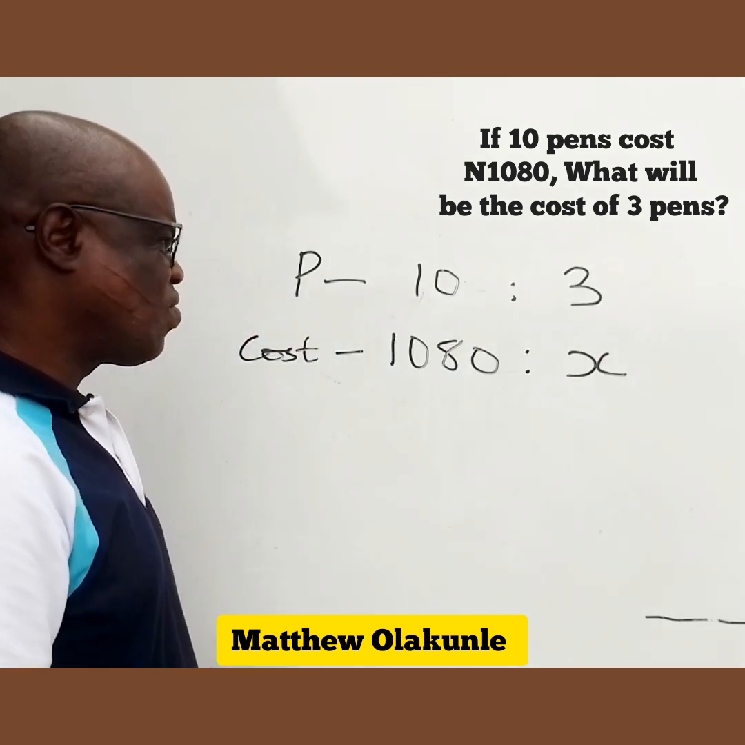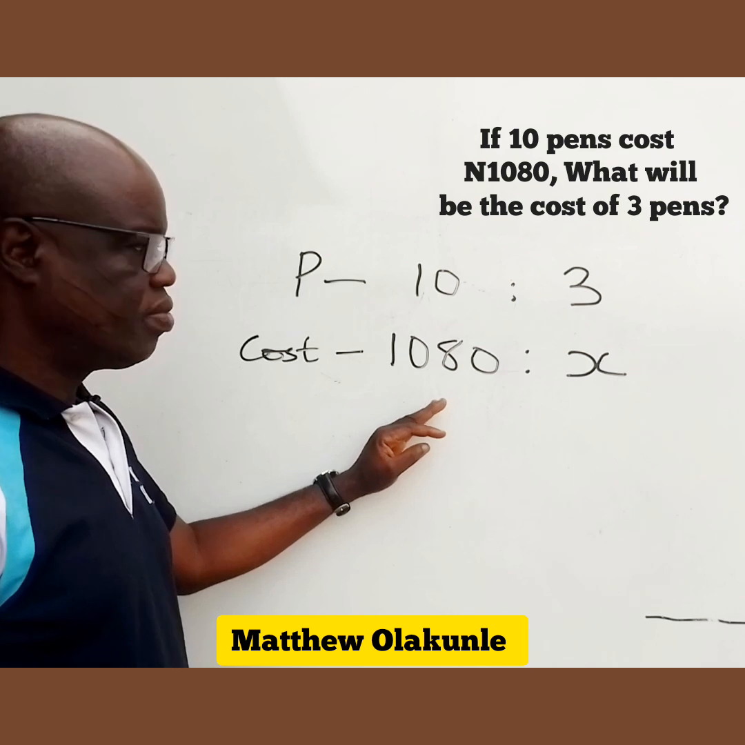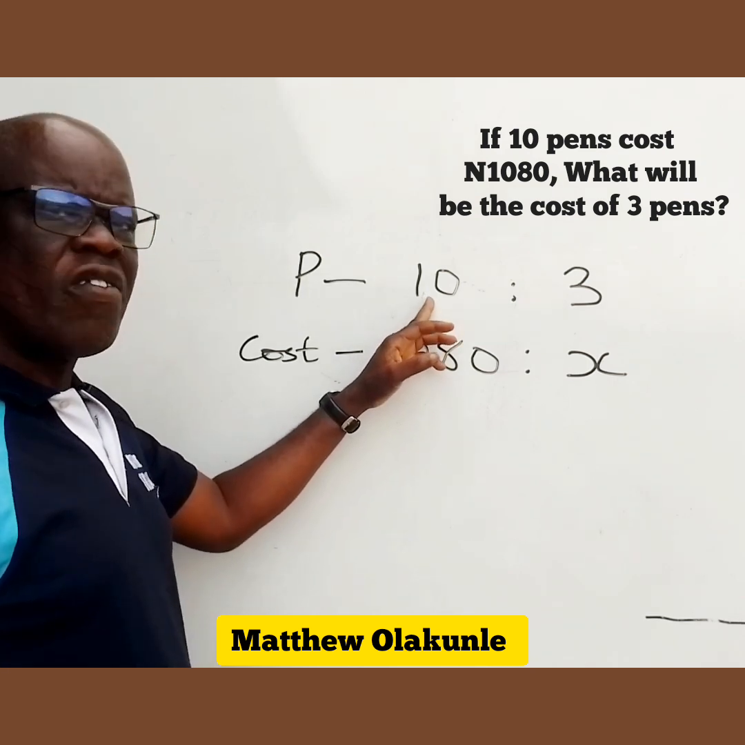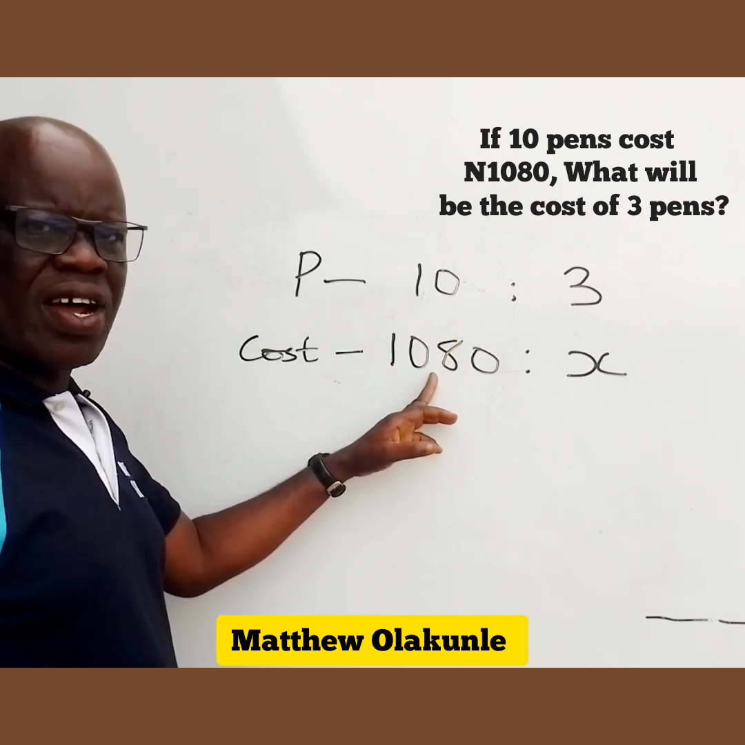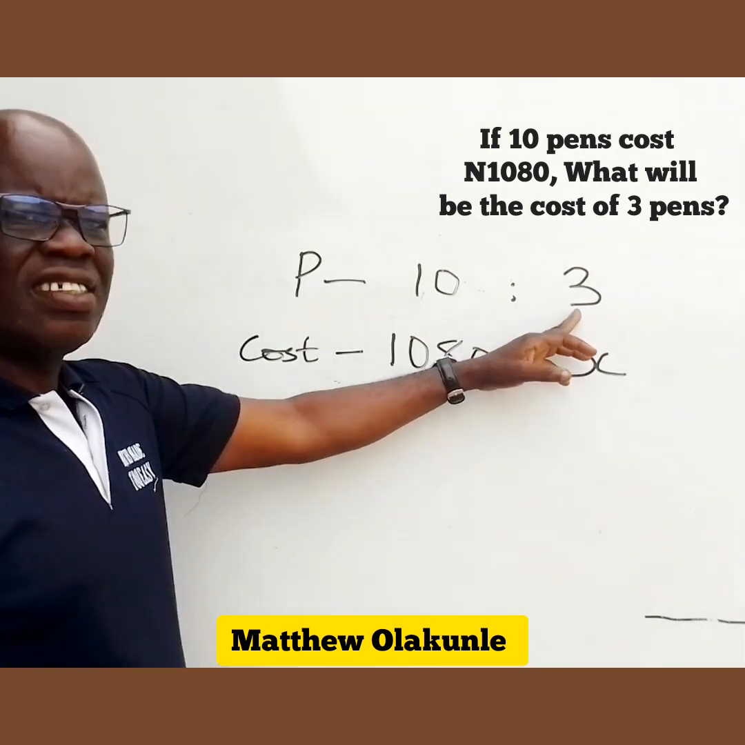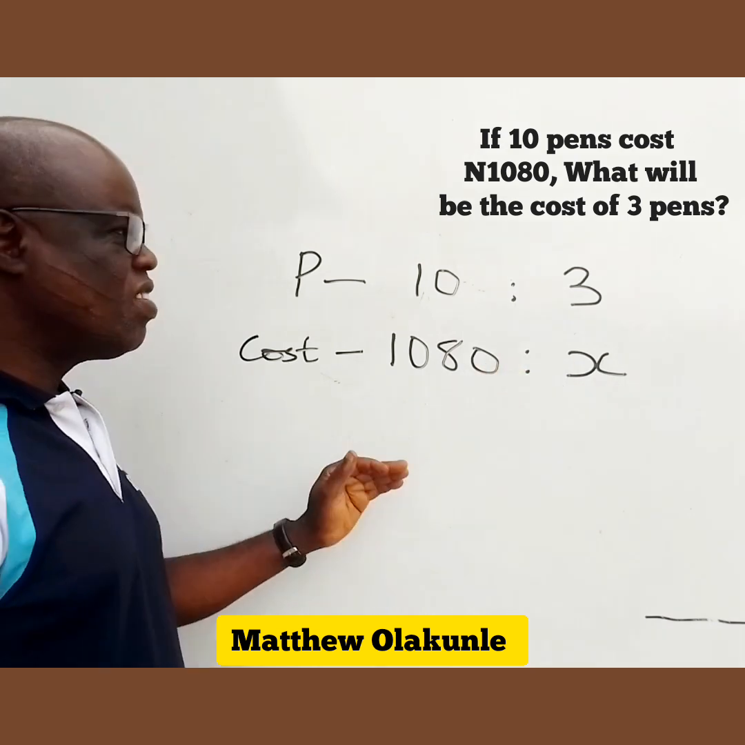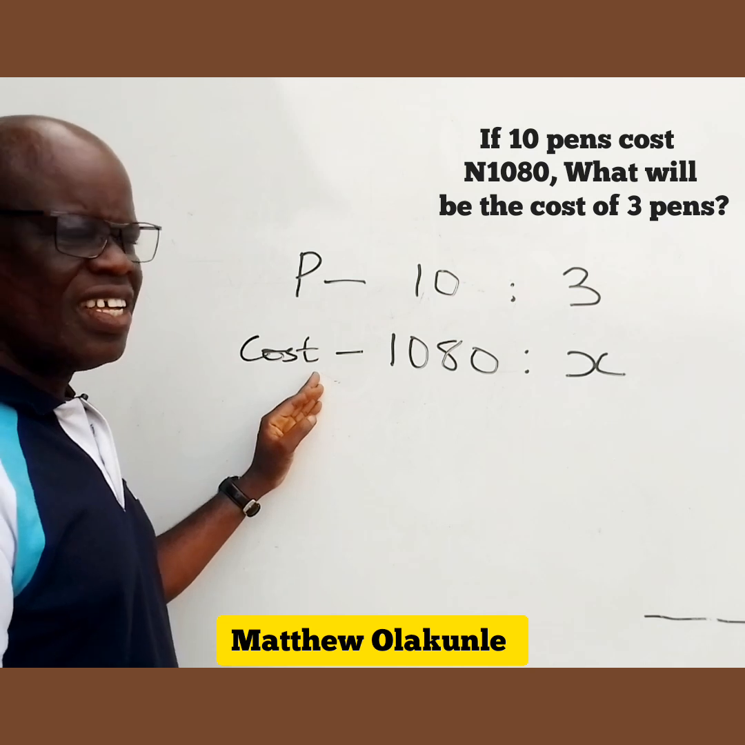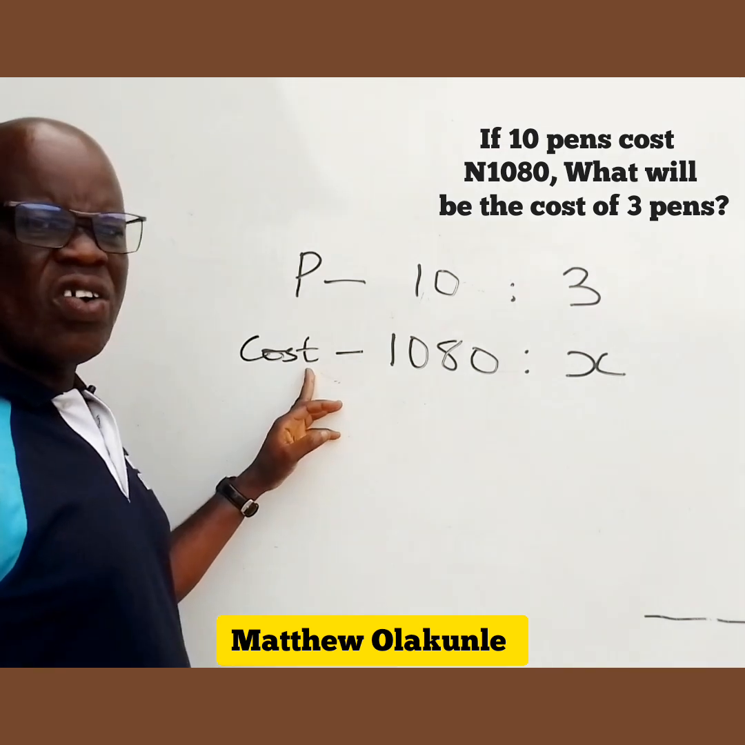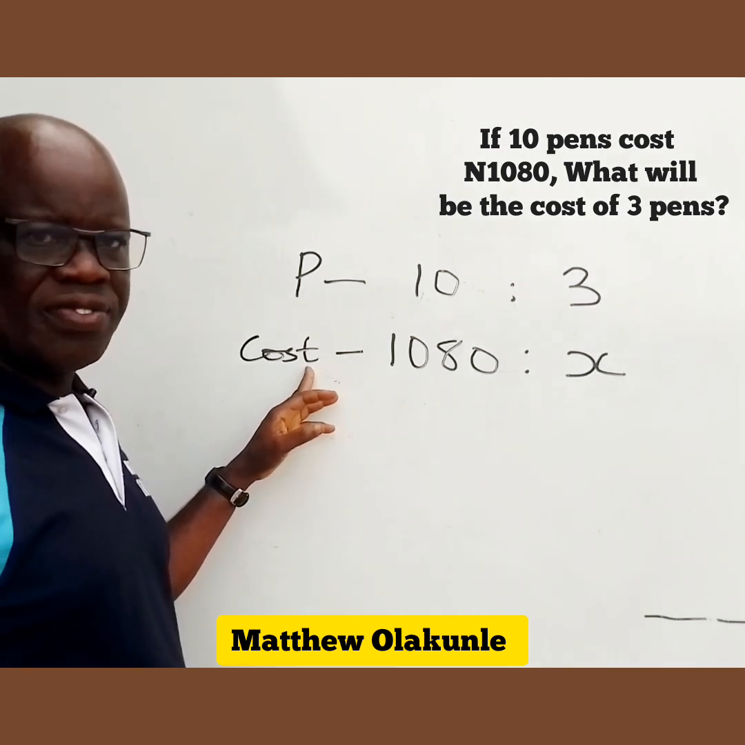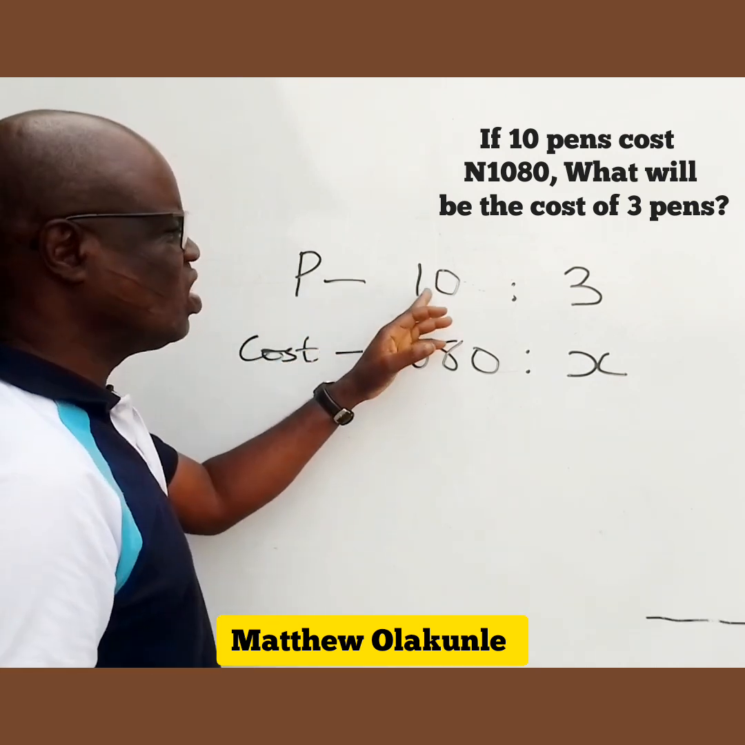Now, the next thing, you ask yourself, is this one direct proportion or inverse proportion? The more the number of pens, the more the price, the cost price. So you expect that for 3 pens, the cost will be lesser than this. So between these two quantities, pens and the cost, the more the number of pens, the more the cost, or the more the price. It is direct proportion.